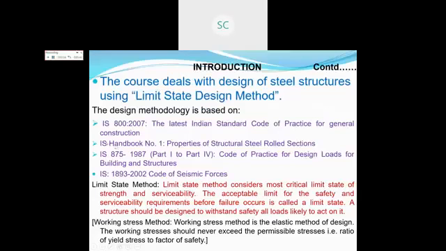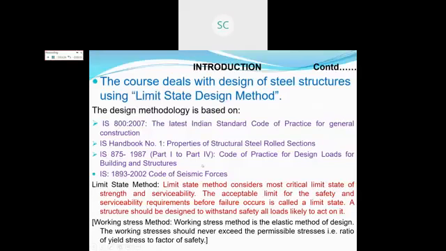So you cannot deviate in this section from the Indian Standard Code. You must use IS Handbook number 1, properties of steel rolled sections, for the different steel sections. Then you have to use IS 875 1987 Part 1 to Part 4, code of practice for design loads for buildings and structures.